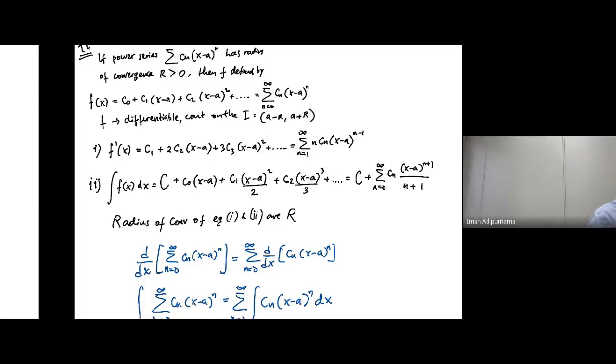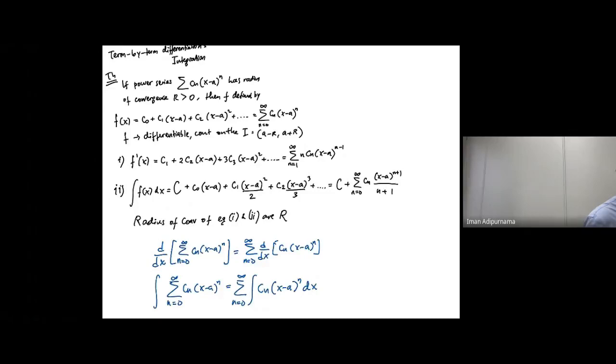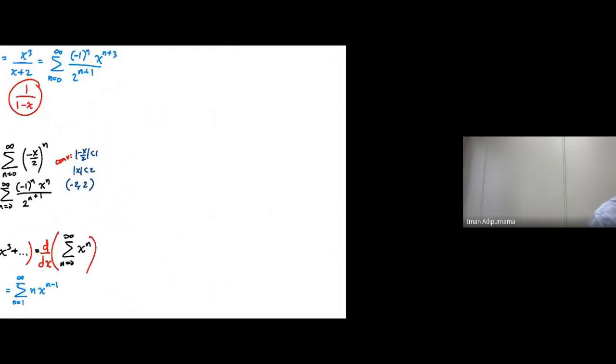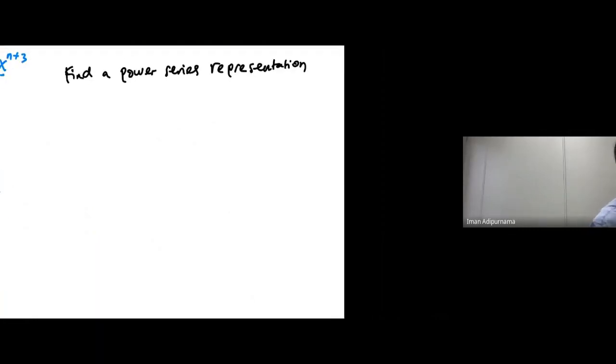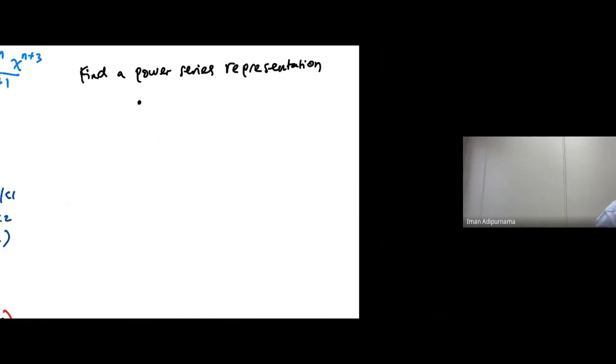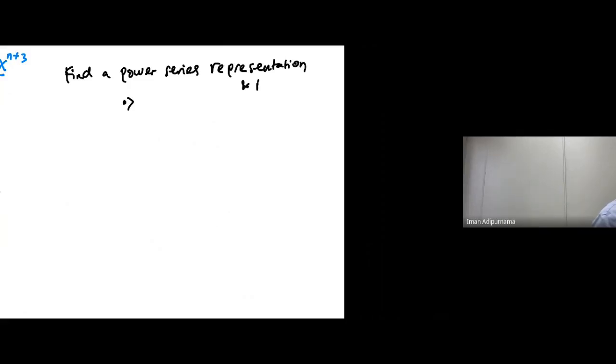And let me give you some examples, and we will just focus on 11.9, I think, or 8 or 9. Let me give you an example here. Find a power series representation and R, the radius of convergence. Find the representation and R for this. Maybe we start from the simple one first, and this.